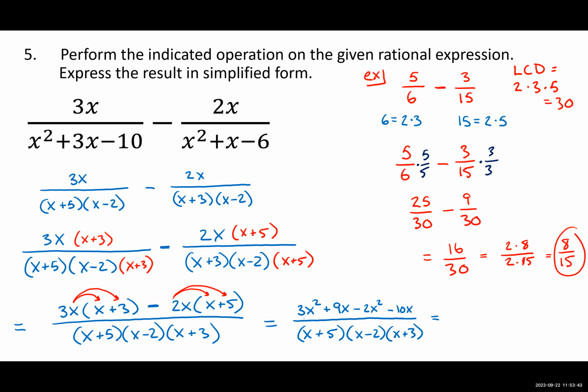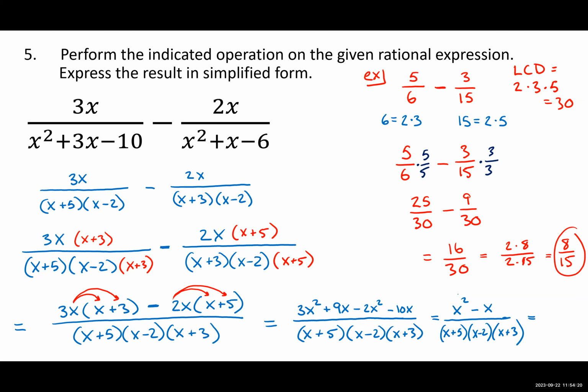We could collect like terms now. We've got a 3x squared and a minus 2x squared. That will give us x squared. We've got a 9x minus a 10x. That will give us a negative x. All right, we're getting more and more compact, more and more simplified. x plus 5, x minus 2, x plus 3. Now I'm writing every single step, right?